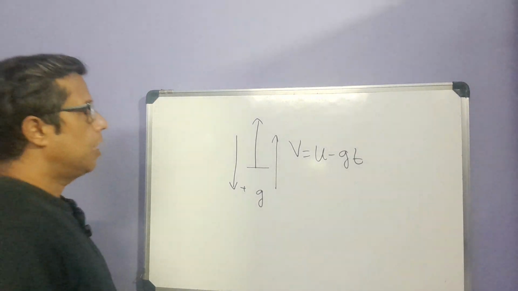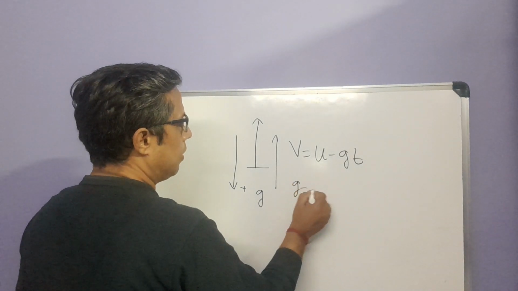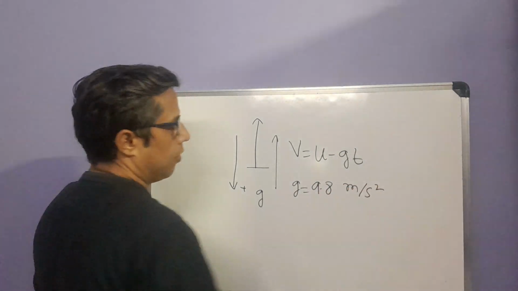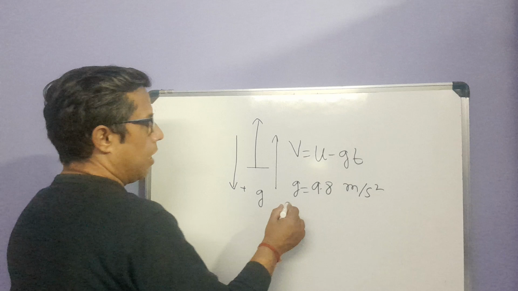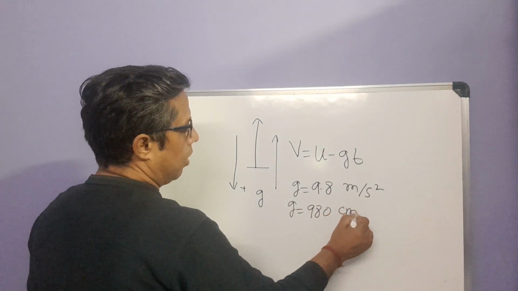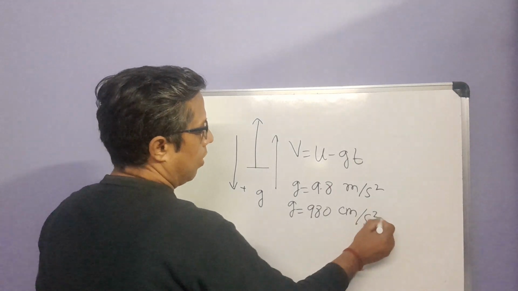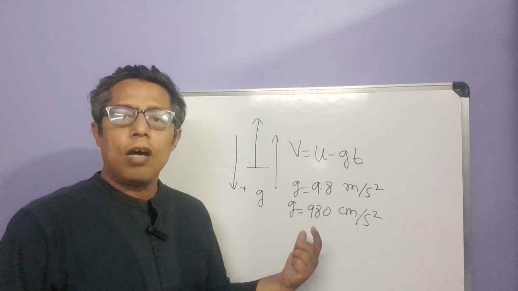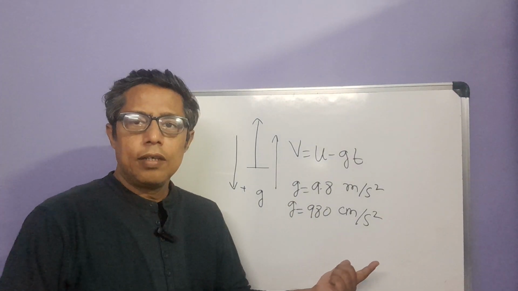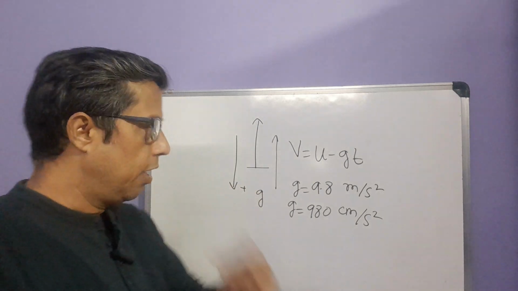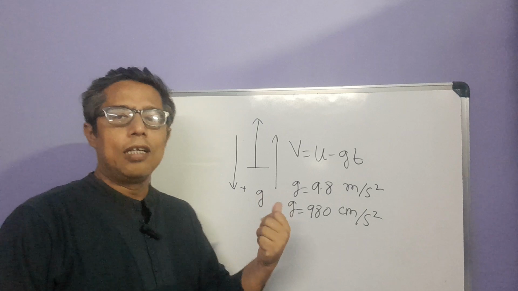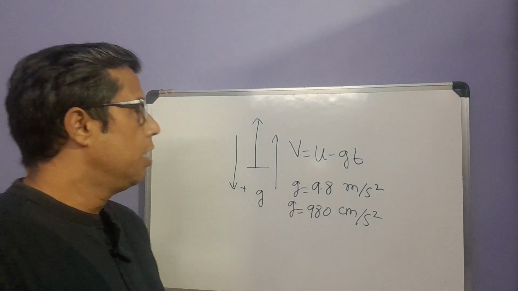Okay. Now, what is the unit of g and its value? The standard value we are taking is 9.8 meter per second square in SI unit, and in CGS it will be 980 centimeter per second square. Okay. Now, I believe we are not going to forget the unit of acceleration. This unit part starts from class 9, and also in class 11 there is a unit and dimension chapter. From there, you can get it.